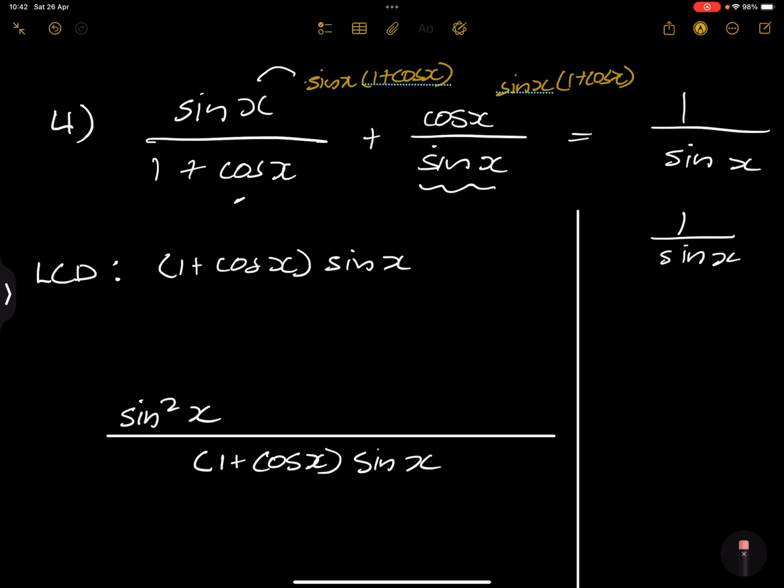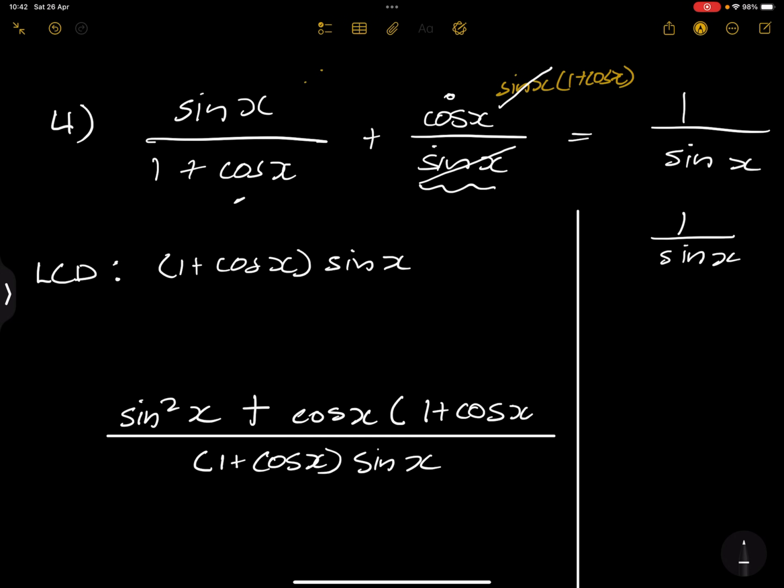Right, I'm going to do the same with the other fraction, okay? So in this case, what cancels out? I've got sine of x cancelling out with sine of x, and now I've got cos of x multiplied by 1 plus cos of x. So I'm going to write that down. So this is plus, this is that sine over there. This is cos x into 1 plus cos of x.